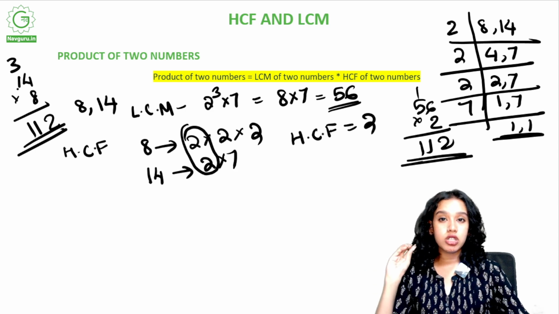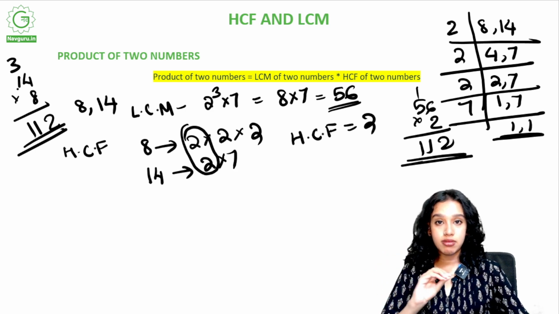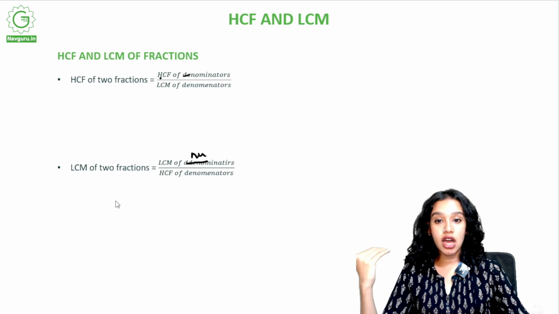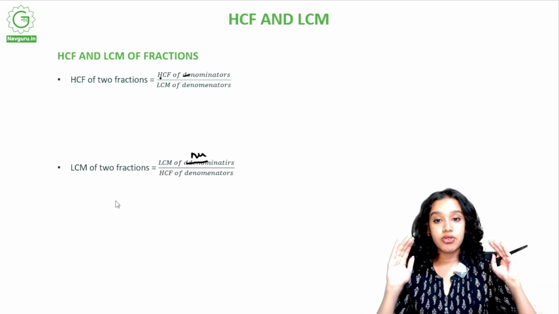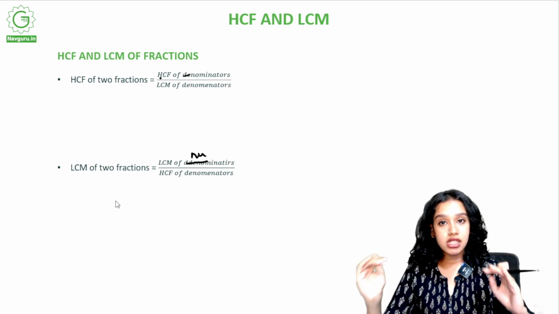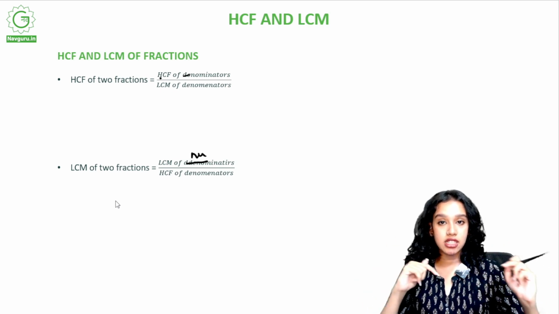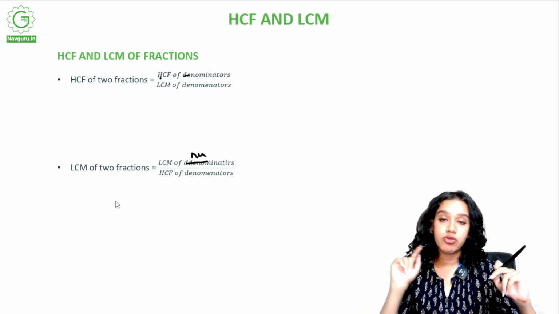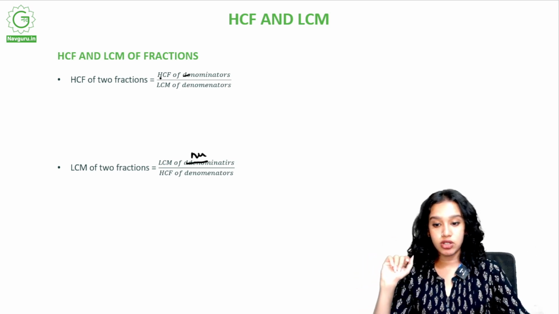And then we talked about a very important property of HCF and LCM, which is that the product of two numbers is equal to the LCM of two numbers times the HCF of two numbers. Then we talked about how to find the HCF and LCM of fractions, that is HCF of two fractions is equal to HCF of numerators divided by the LCM of denominators, and LCM of two fractions is equal to LCM of numerators divided by the HCF of denominators.